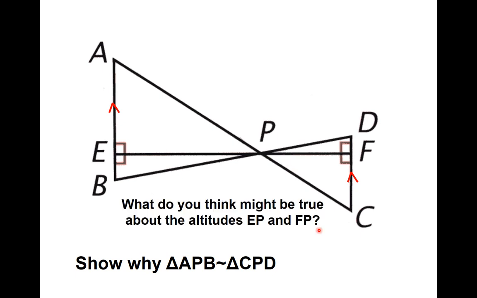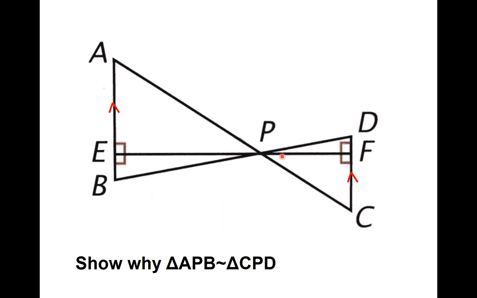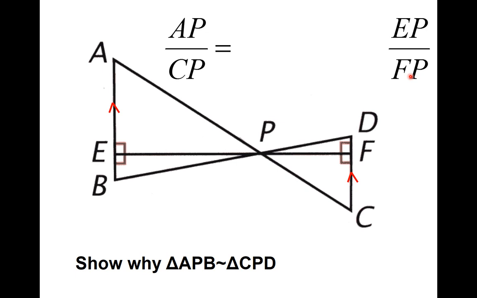Here's the question we're going to be addressing in this lesson today. What do you think might be true about altitudes EP and FP of similar triangles? I bet you have a guess for that. Well, let's take a look. So we're wondering what's true about EP and FP. Well, we're going to start first of all. Oh, I'm sorry. Got to back up one step.